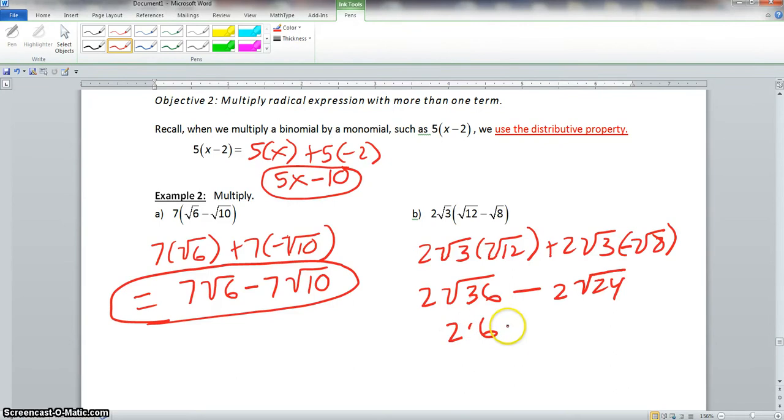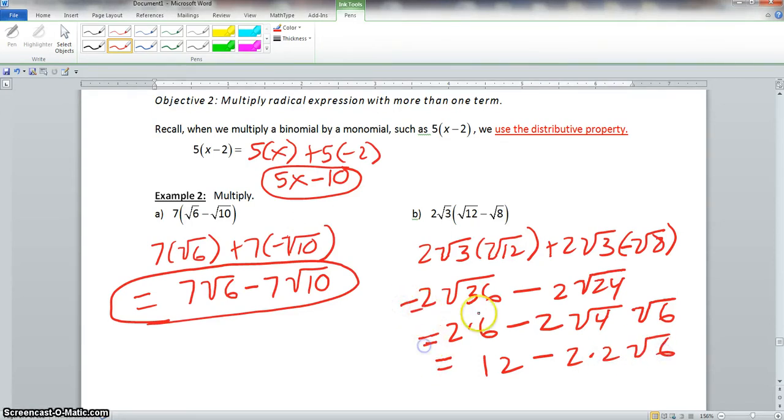Now, the square root of 36 is 6. So this would be 2 times 6 minus 2. The highest perfect square in 24 is 4. And we have 6 remaining. 2 times 6 is 12 minus 2. Square root of 4 is 2. Square root 6.